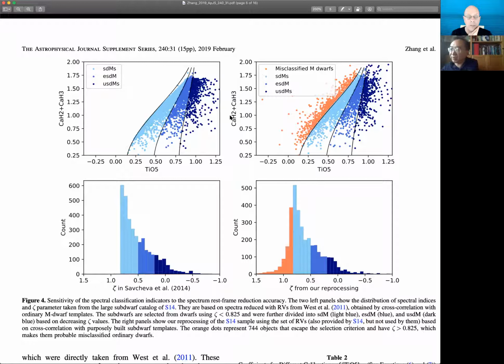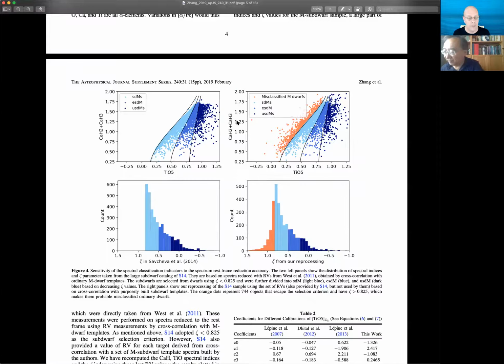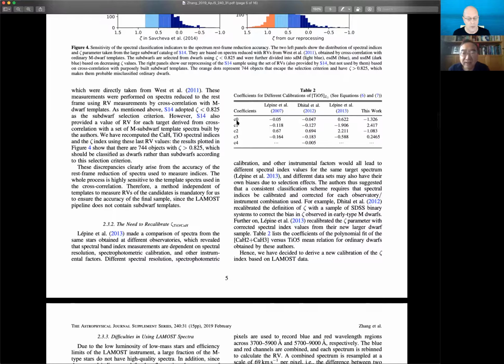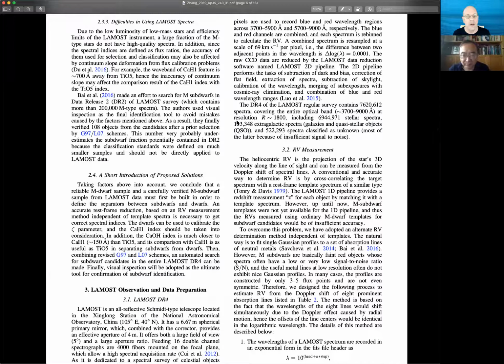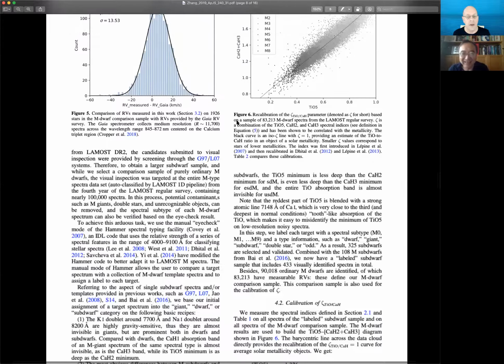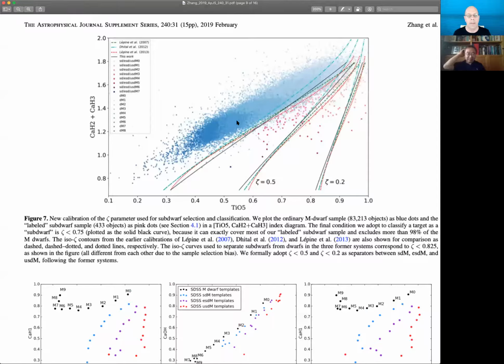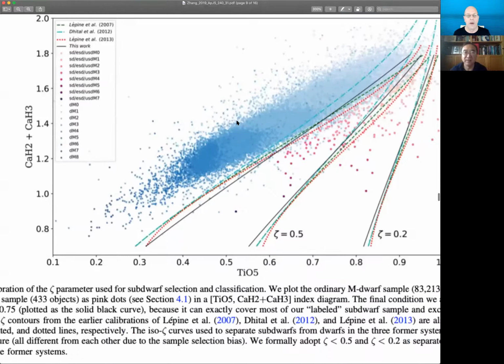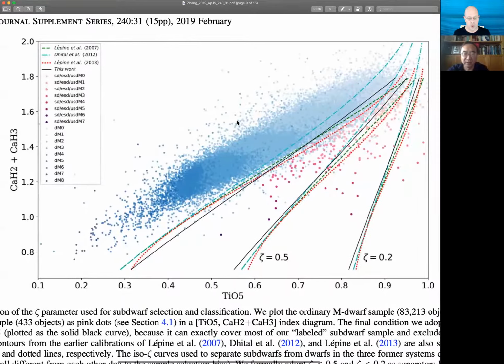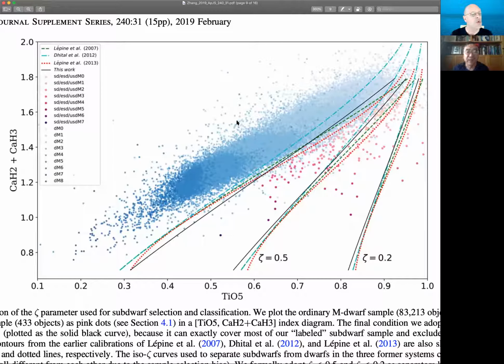Let's see the picture. Figure 7. We will slide to figure 7. Yeah, this is the revised lines. You can see there are different lines here, and you can see these black lines. These black lines are our criteria.